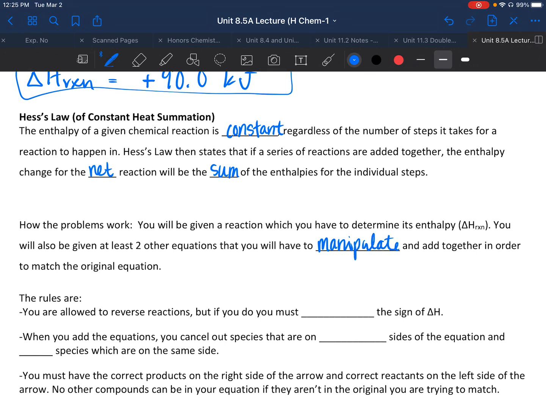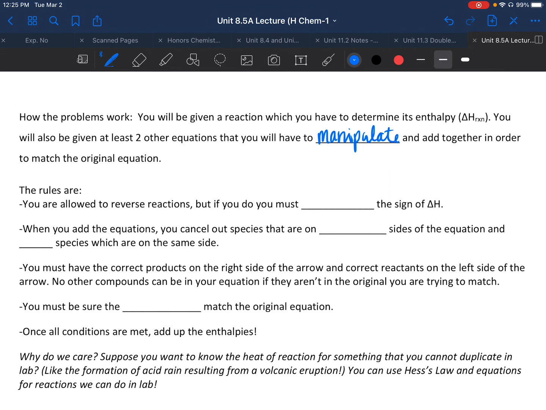And then you're going to add together. And what I mean by manipulate is either you maybe multiply them by a constant or you reverse the reaction. And so the main rules here are if you reverse a reaction, then you must reverse the sign of delta H. So if it was positive and you flip the reaction, then delta H is now negative.